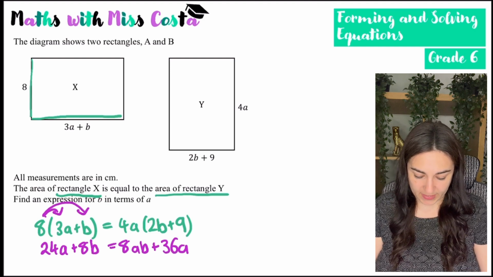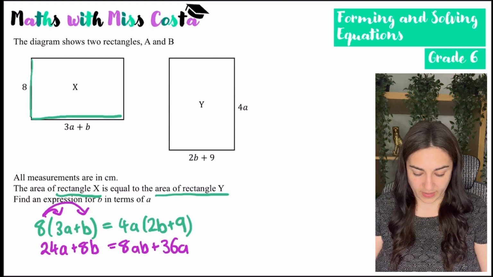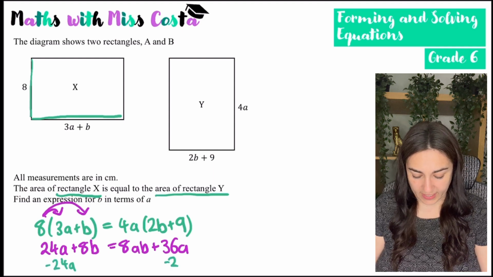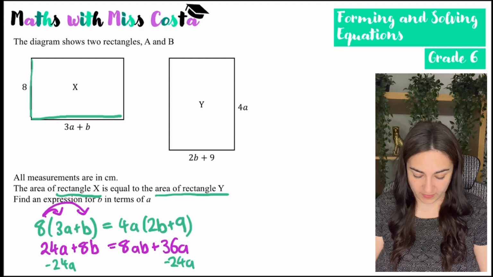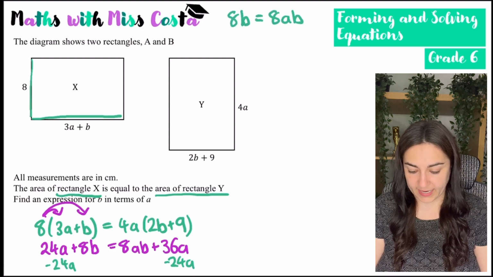What I can do is rearrange it so that I've got a on one side and b on the other side, collect the like terms. So I could start by just subtracting 24a from both sides because I've got a on both sides. So that would leave me with 8b equals 8ab plus 12a.